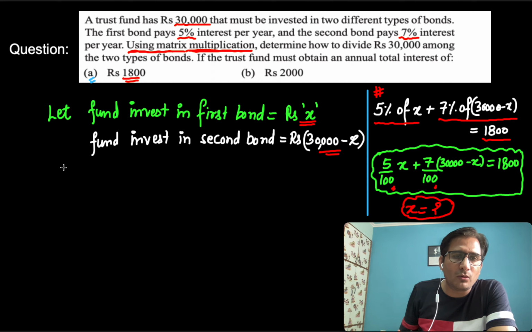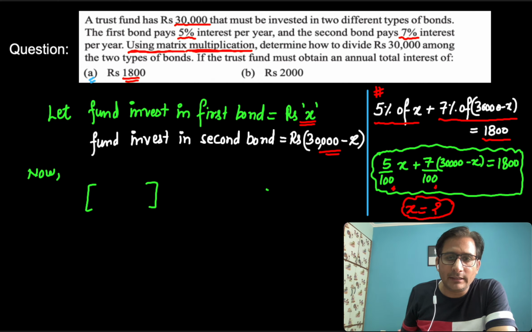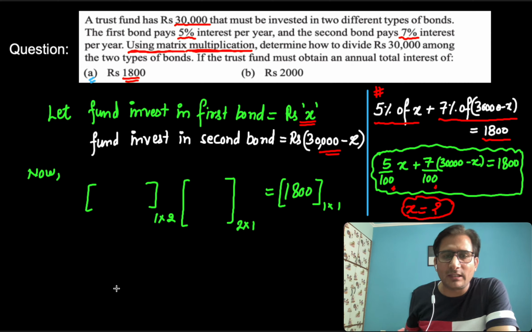We have to form two matrices here. Suppose one matrix is such that the product must be equal to 1800. This 1800 is the interest, and it is 1 into 1, right? So we need to form a 1 into 2 matrix here. When it is multiplied with another matrix of order 2 into 1, the order of the new matrix is 1 into 1. So this must be equal.